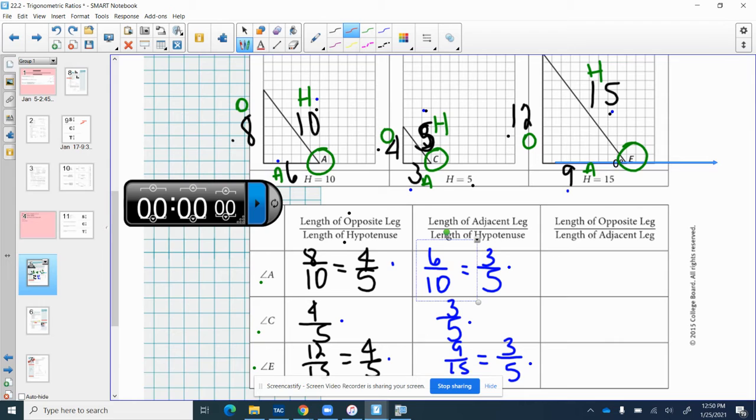And then finally, when we do opposite over adjacent, 8 over 6 reduces to be 4 over 3. Opposite over adjacent for angle C is 4 over 3. Opposite over adjacent is 12 over 9, which again reduces to be 4 over 3. So we're seeing this consistent pattern.